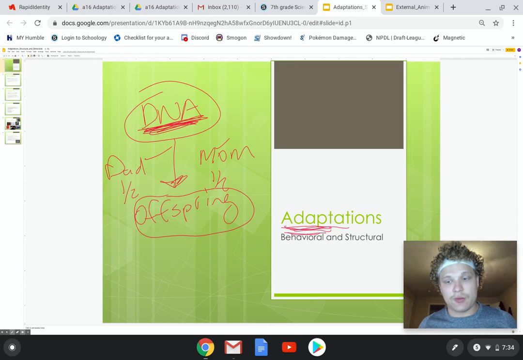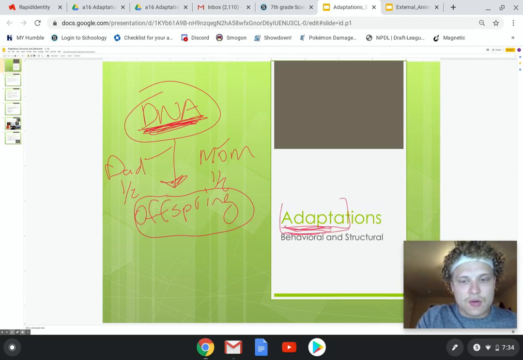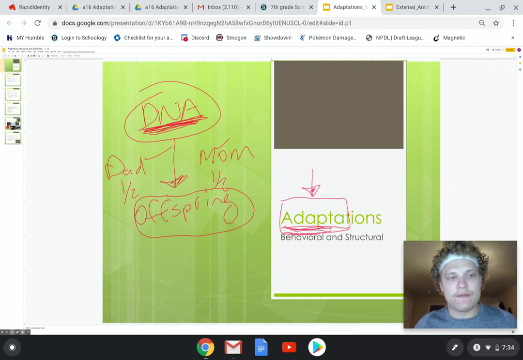And as we keep doing this over time, passing down our DNA, different things will be favored. By those things, I mean adaptations. Depending on what environment we're in, different things will lend themselves to helping you survive. That's where adaptations come in. We're going to talk about the two different types, behavioral and structural, and we're just going to hop into it.